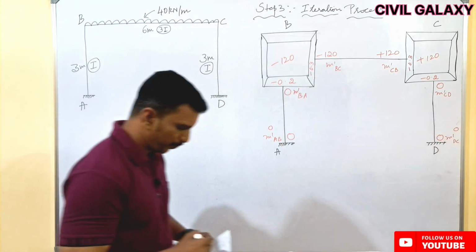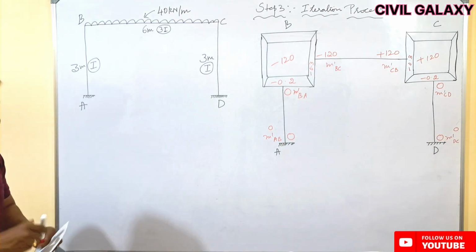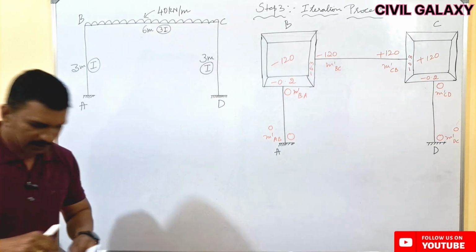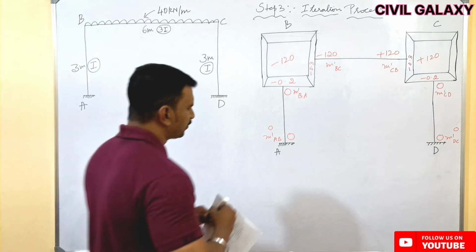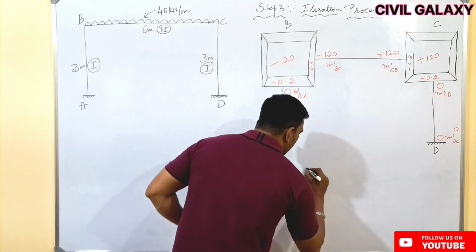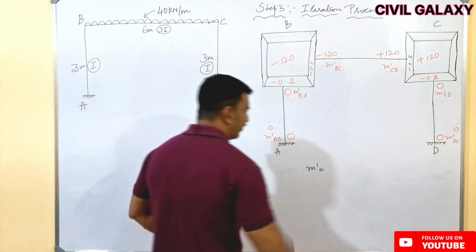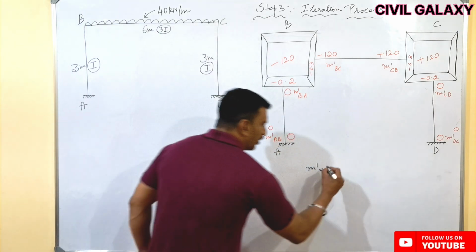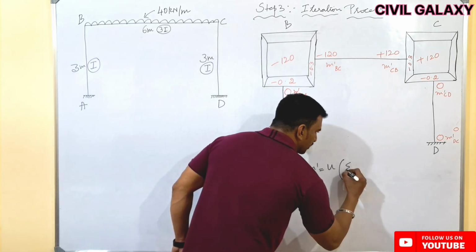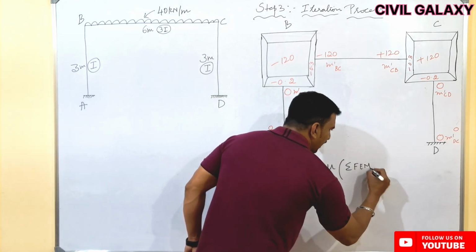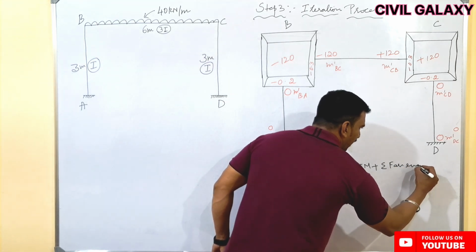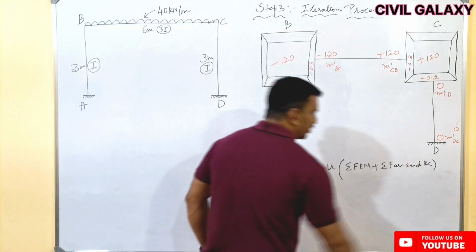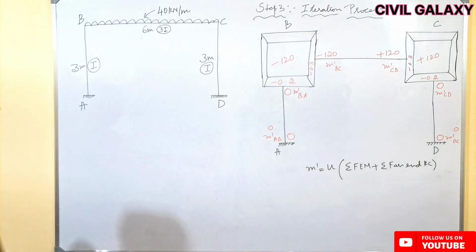So if we need to calculate the rotation contributions, we know the formula, which is given by m dash is equal to U into summation of fixed end moment plus summation of far end rotation contributions. So this is the formula we have to use.